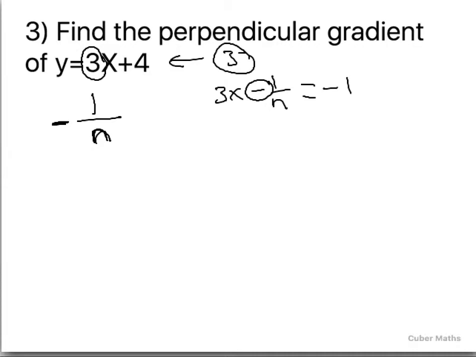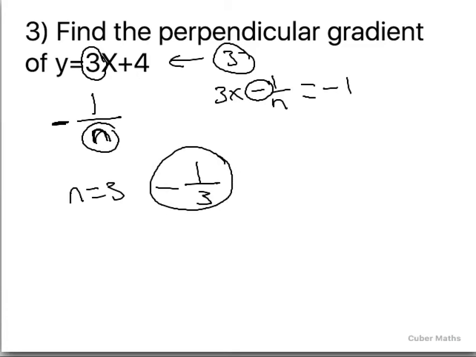And in this case, because we have 3, we're finding the negative reciprocal. So as I said before, we put 1 over our number, and here we know our number is equal to 3. So our negative reciprocal is going to equal minus 1 over 3. And that is our perpendicular gradient, because all the perpendicular gradient is the negative reciprocal of the gradient that they give you.